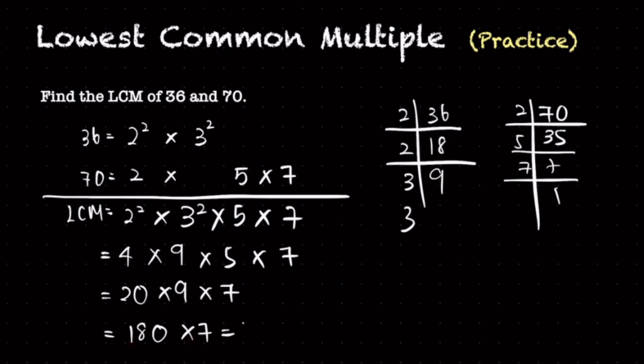So let's do some quick math right here. 100 times 7 is 700. And now we have 8 times 7 is 56, and you add the 0 at the back because it's 80, not 8. So there we have it, 1260. This is the LCM of 36 and 70.